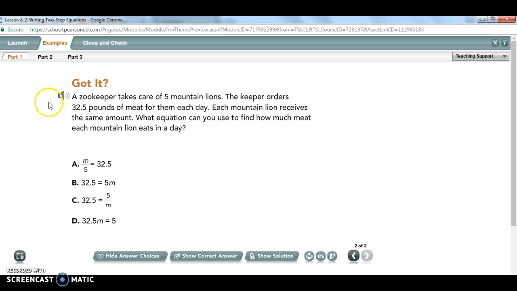Here's our first got it problem. A zookeeper takes care of 5 mountain lions. The keeper orders 32 5/10 pounds of meat for them each day. Each mountain lion receives the same amount. What equation can you use to find how much meat each mountain lion eats in a day?